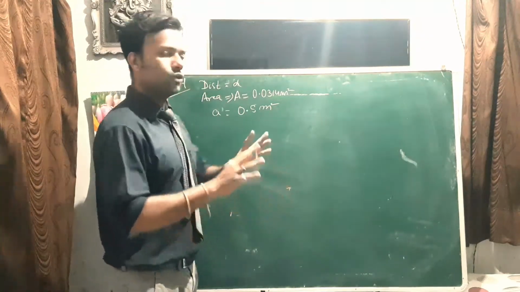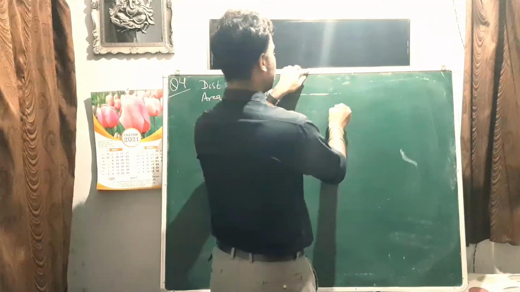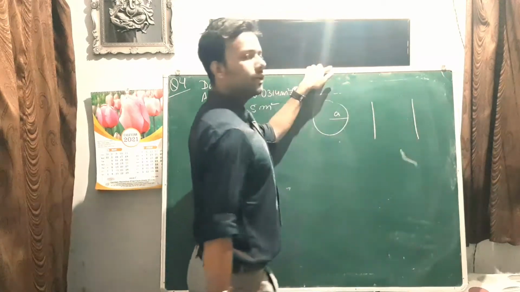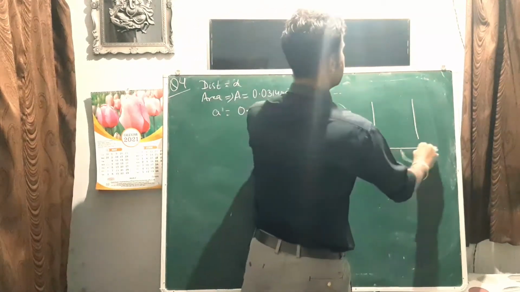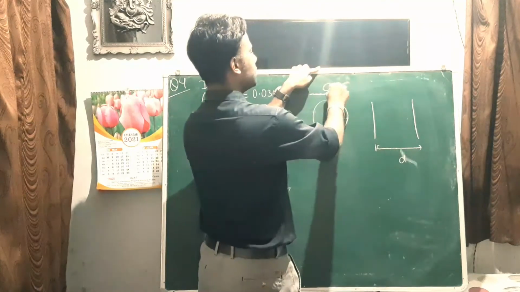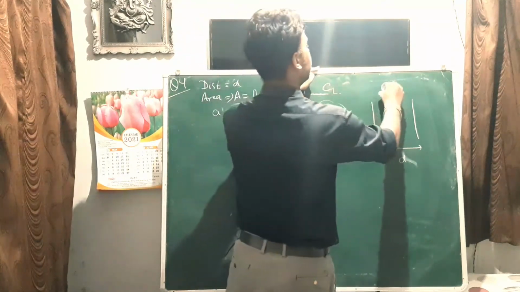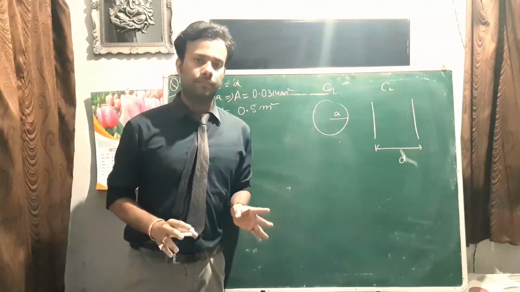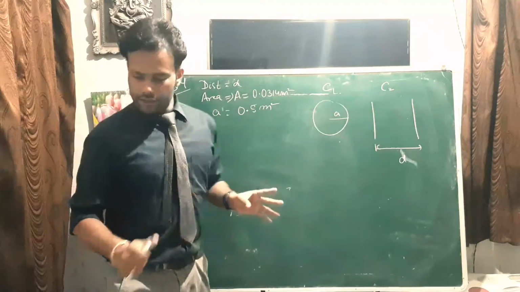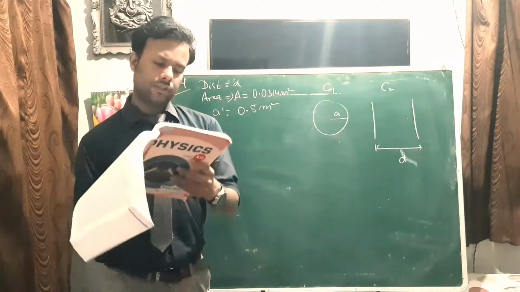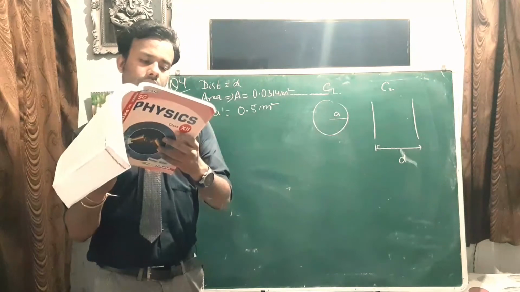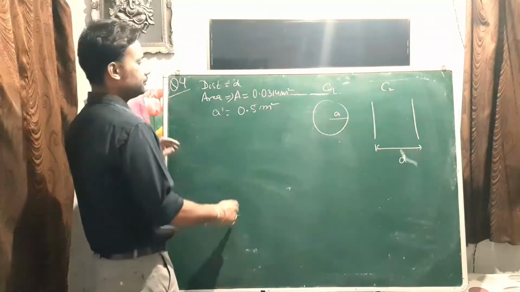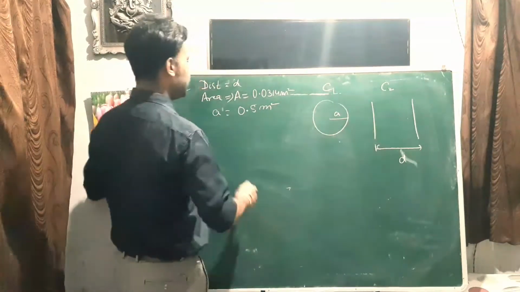Now understand this question. It says suppose we have two capacitors. First we have a spherical conductor of radius a, and next we have a parallel plate capacitor having the area A and the distance d. Let's say the capacitance here is C1 and here the capacitance is C2. It says both the capacitances are equal, right? So what we have to find here is d, the distance.